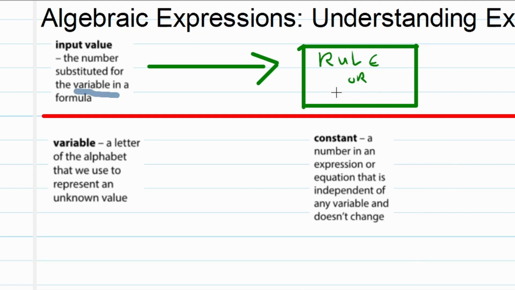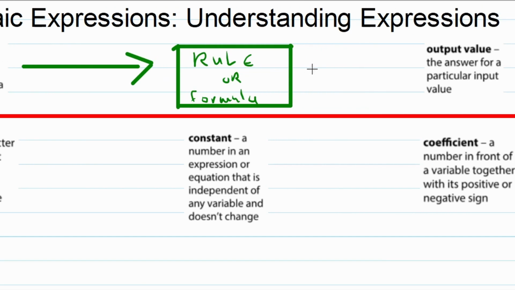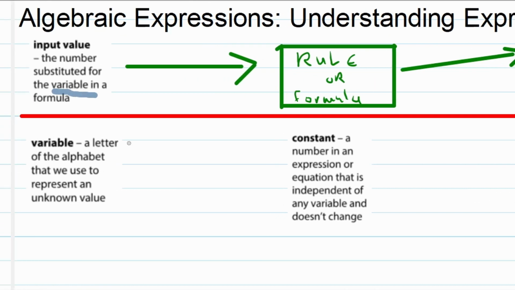Okay, so if you put an input value into the rule or formula, and then the rule is applied, you'll get an output value. What is the output value? The answer for the particular input value. So this is just pure revision. Let's have a look at the variable.